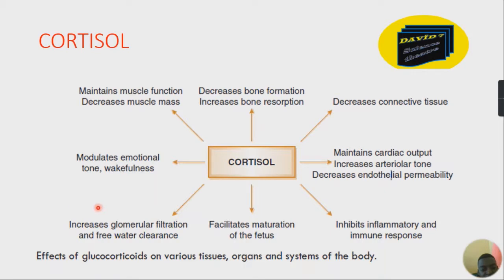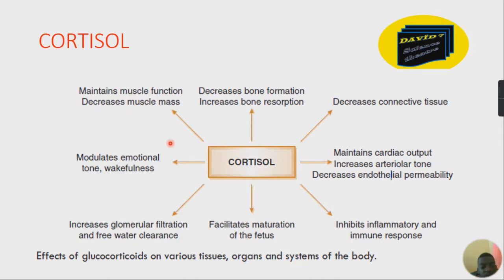This is the same cortisol. Cortisol also has a function of modulating emotional tone and wakefulness. In stress, it is hard to sleep. Cortisol is also a participant in that, and it maintains muscle function and decreases muscle mass. Because it is produced due to stress, it will cause degradation of the amino acids of the proteins within the muscle to get out amino acids for gluconeogenesis. So that's why the muscle mass will reduce.